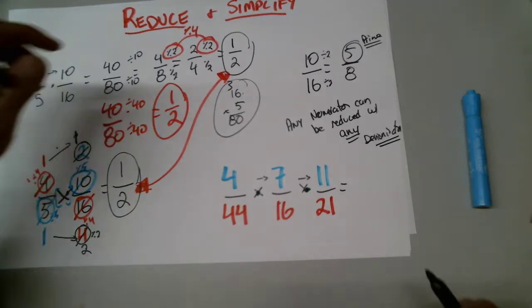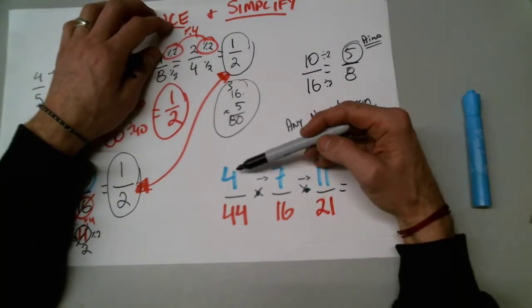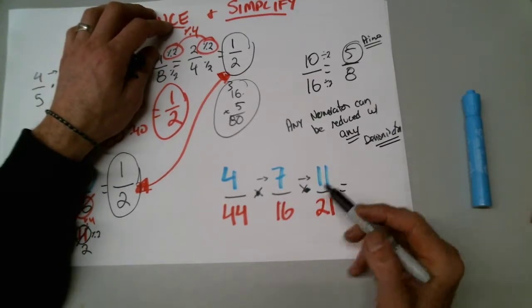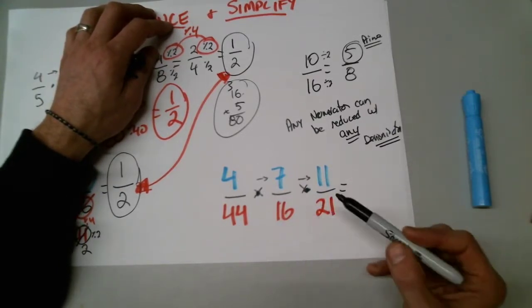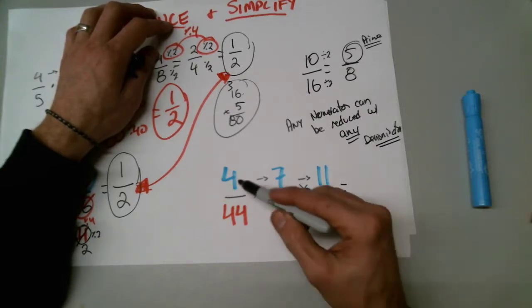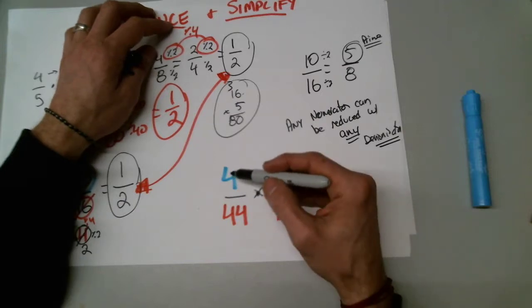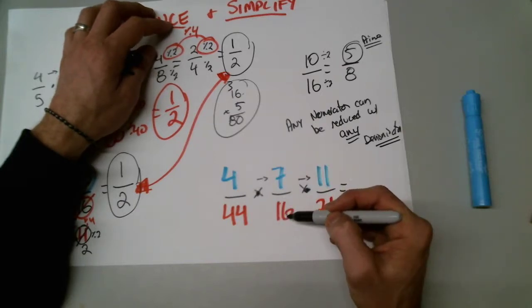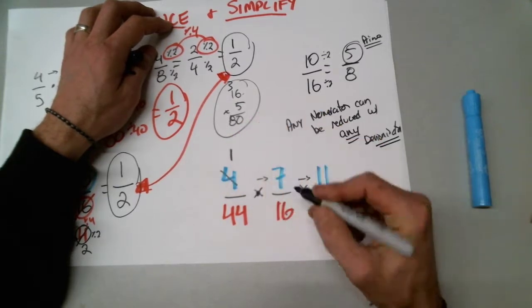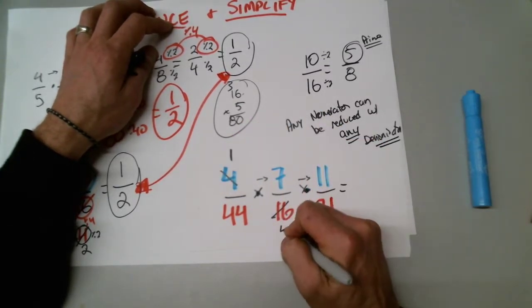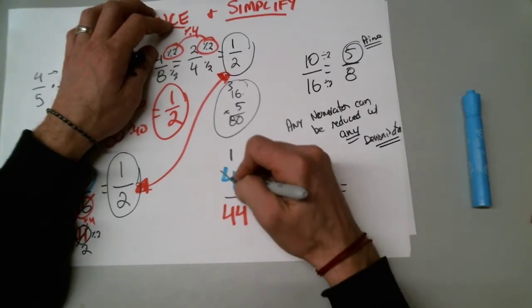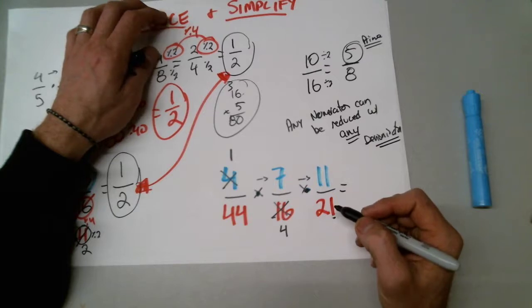So let's get going. Is there a denominator that shares a factor with 4? Well, 44 does. Does 21? No, it's odd. But 16 I know I can reduce quite quickly because, well, 4 goes into 16 4 times. So what we can do is 4 divided by 4 gives us 1. 16 divided by 4 gives us 4. So we've cross-canceled there and found a factor that goes into both.